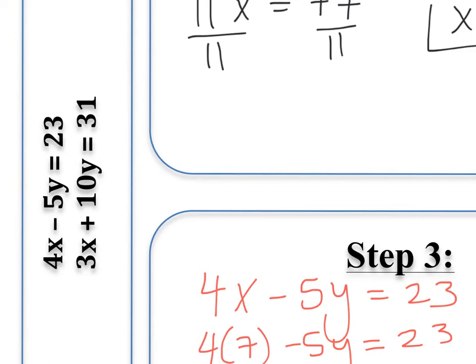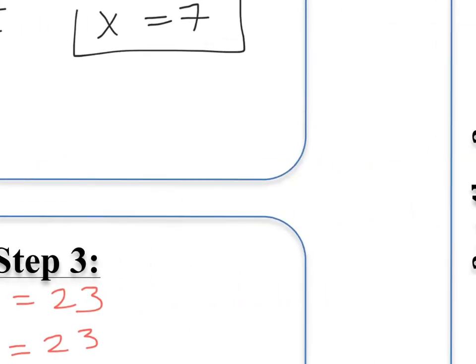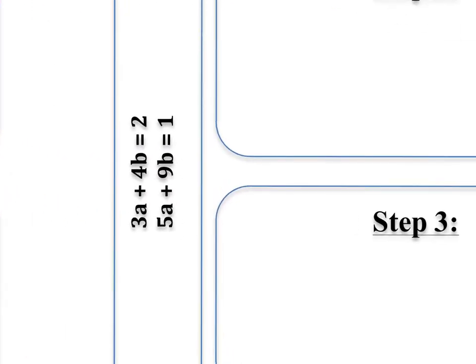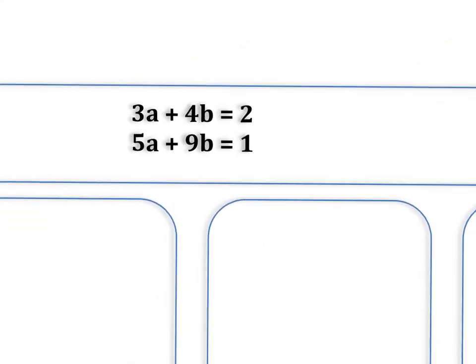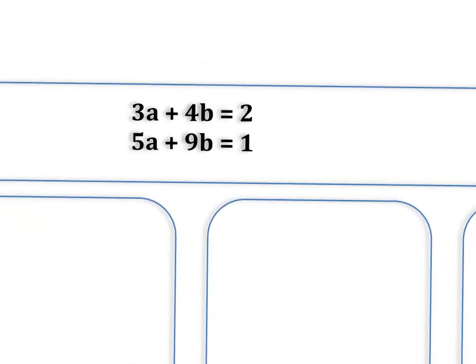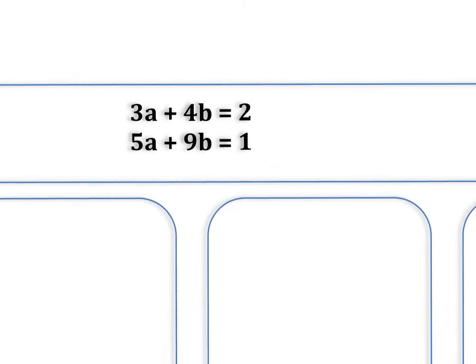Now let's go ahead and move on to our second system. And let's take a closer look at the system. Now again, substitution is not a good method because every single variable has a coefficient. I do not have a single variable. So elimination is the right method. So let's see which one is easier to eliminate, the a or the b. Both of them have different coefficients that are not multiples of each other.